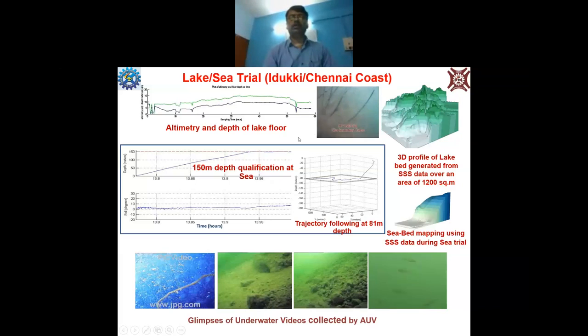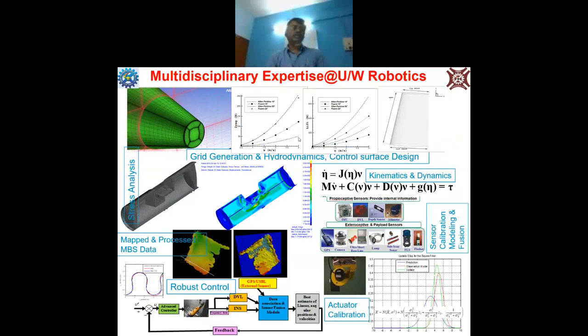Essentially, for developing this kind of vehicle, CMARI has expertise in the multidisciplinary domain of developing autonomous underwater vehicles and their subsequent variants. We have expertise in stress analysis, hydrodynamics, grid generation, and control surface design. This is the control surface we have used for AEV-500. Grid generation is required to study the hydrodynamics using different models. For stress analysis, whenever the vehicle operates at 500 meter depth, it will be subjected to 50 bar pressure, so we need to identify the critical zone. That kind of analysis we need to perform.